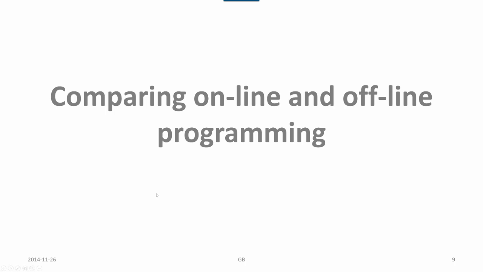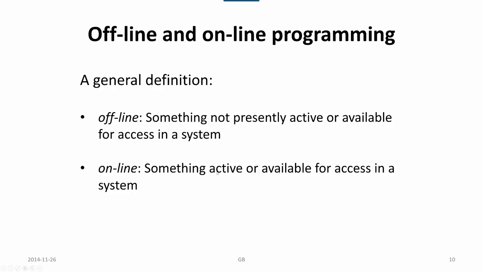So, comparing online and offline programming, what are the differences? What are the pros and cons? So, a general definition is that offline is something not presently active or available for access within a system. And online is something active or available for access in a system, where a system is actually the robot system in this case.